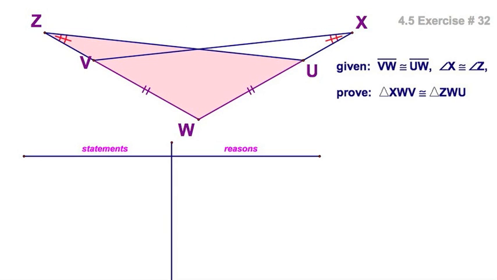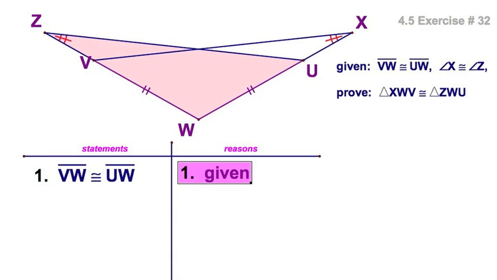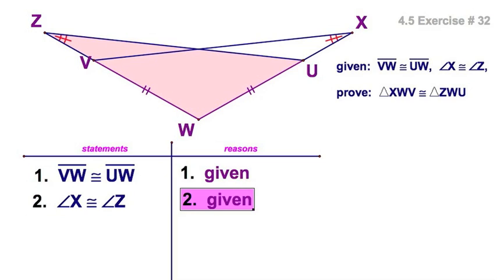So let's get right to it. I'm going to write down my first given statement. All right, we already knew that. And there's my second given. And I've got two pieces now. I've got this side and this angle for the shaded triangle. And right now I just need one more piece.